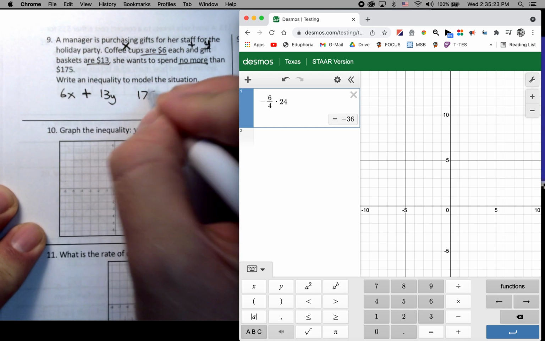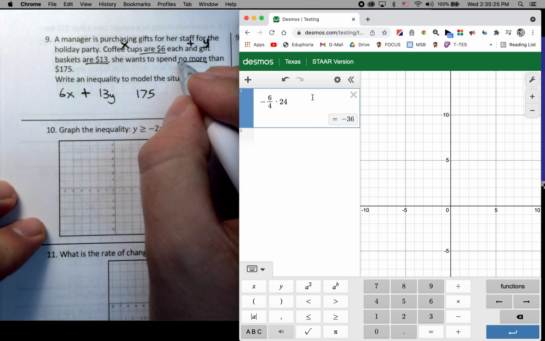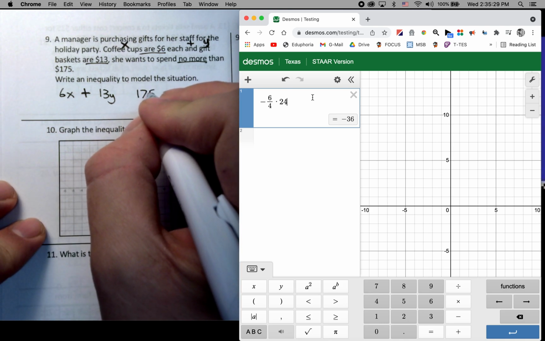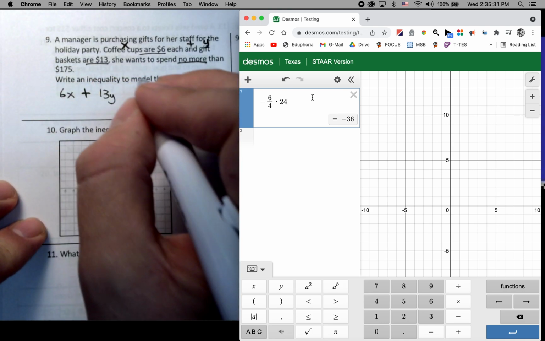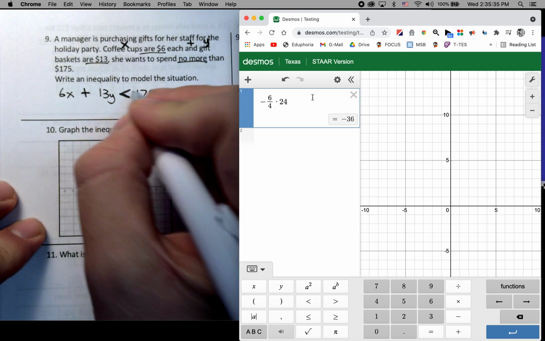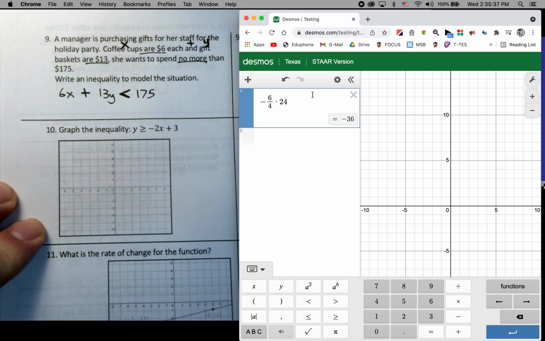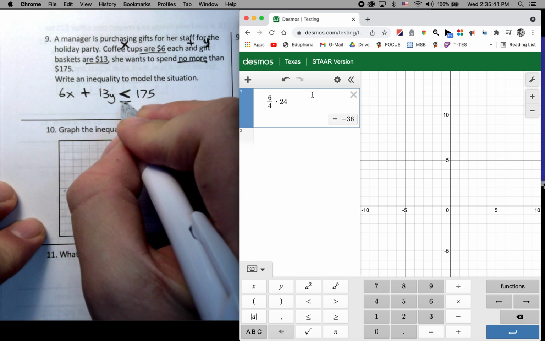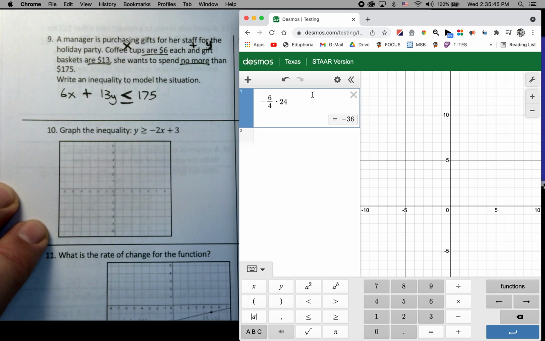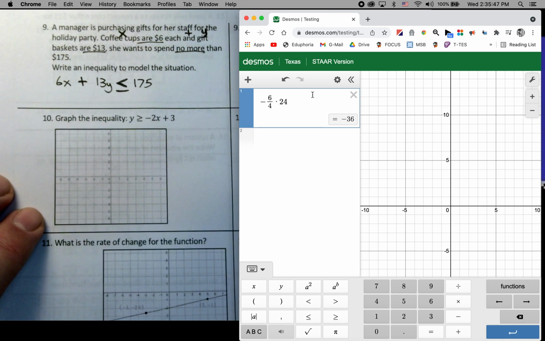Now, if I want to spend no more than 175, that means this has to be the bigger number than what I'm spending here. Okay? So that means the alligator is going to eat towards it. But can I spend up to 175? I can. So therefore, it can have an equal sign underneath. And there we go. All right, graph the inequality.